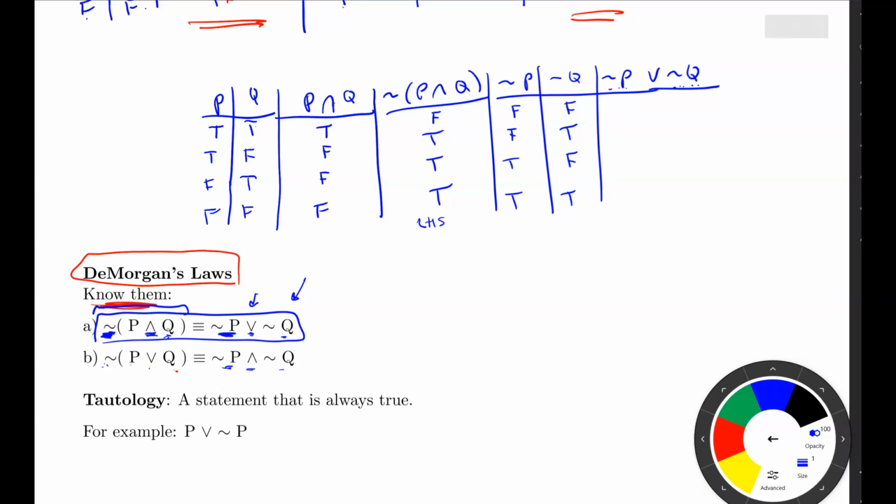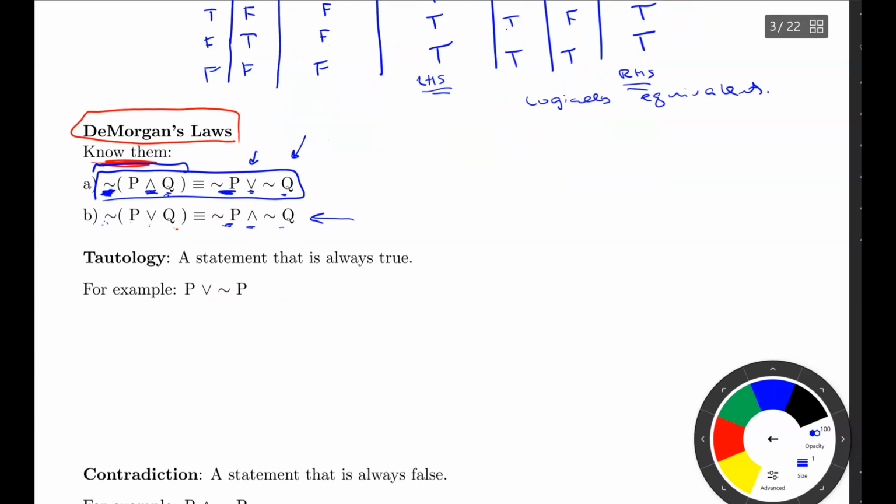Remember, for "or", if one of them is true, then it's true. So false or false is false. False or true is true. True or false is true. True or true is true. Okay, so this is the right-hand side. If I'm going to have logical equivalence, these two columns should be the same. Yes, so these are logically equivalent. Good? All right, so you could go do this other one for fun as well.